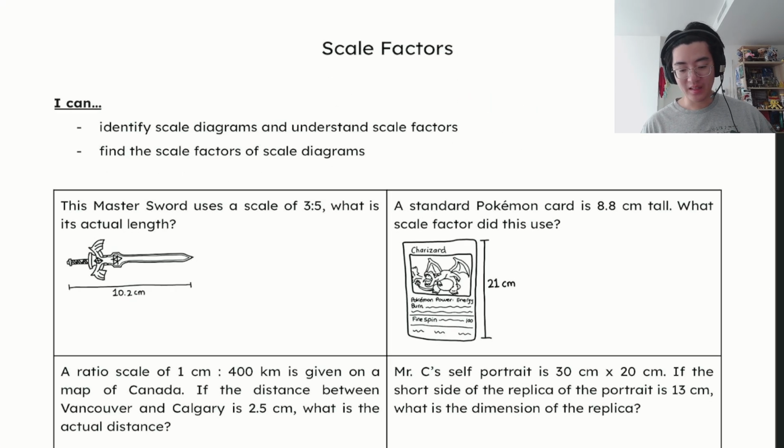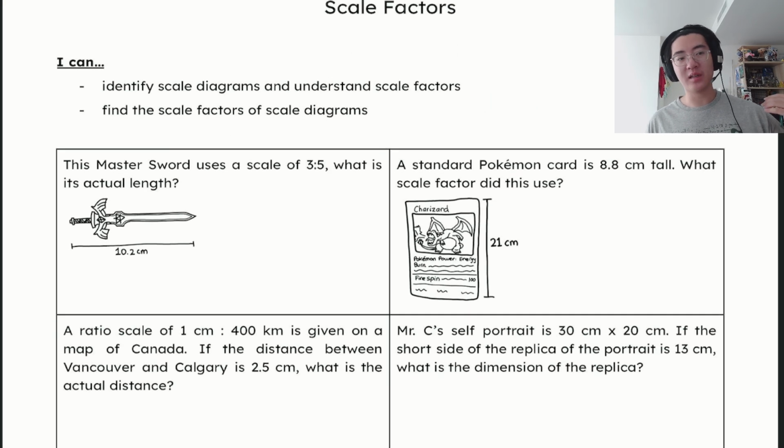Alright, so today, with scale diagrams, it's kind of like a mini lesson, more of a continuation of what you learned last time on scale factors. So that's why it's only one page today.